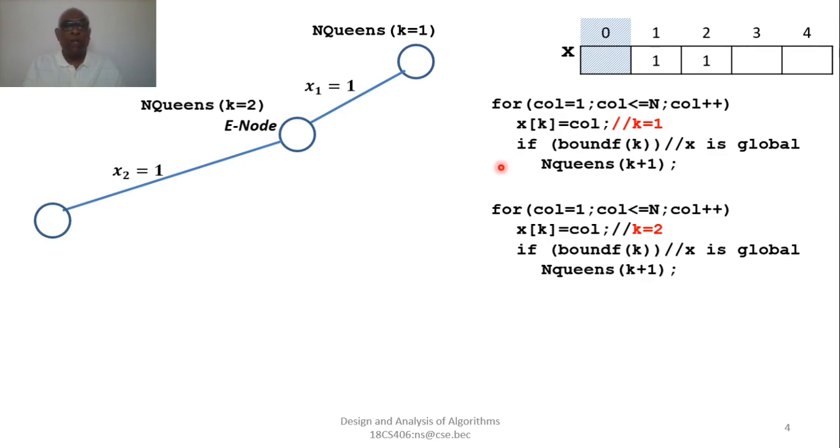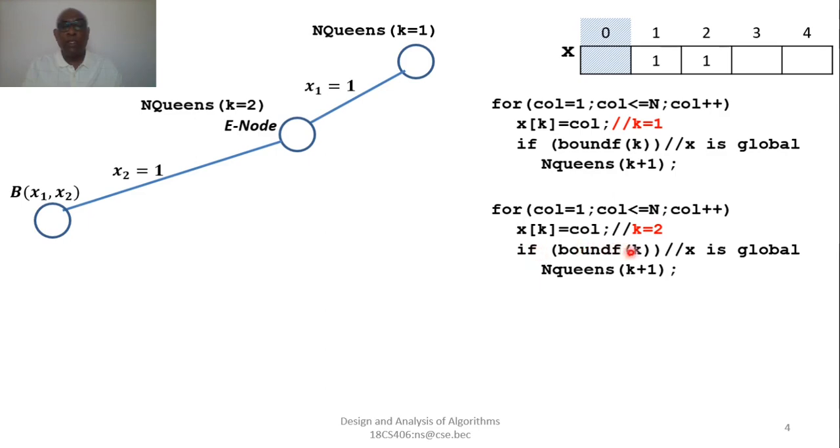Now, the bounding function is applied on this partial solution, and we know that the bounding function returns a false value. Once again, this value of k, which is currently 2, represents that the solution is available in the locations from 1 to 2, or in other words, from 1 to k. Anytime the partial solution is available in the locations 1 to k, that value of k is sent as a parameter to the bounding function. And of course, the array need not be sent because the array is declared as a global array. Now the bounding function returns a false value, so this NQueens function call is not made.